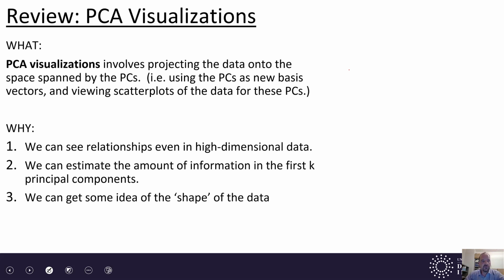To review what we talked about with PCA visualizations: they involve projecting the data onto the space spanned by some smaller number of PCs, in other words, using the PCs as basis vectors and viewing scatter plots of the data. Why would we do this? This allows us to see relationships even in high dimensional data. We can estimate the amount of information in the first K principal components, and this tells us how much of the total variation we're looking at when we look at these scatter plots. This allows us to get some idea of the shape of the data or relationships between groups within the data, even when the original data is in a very high dimension where we couldn't normally see it.